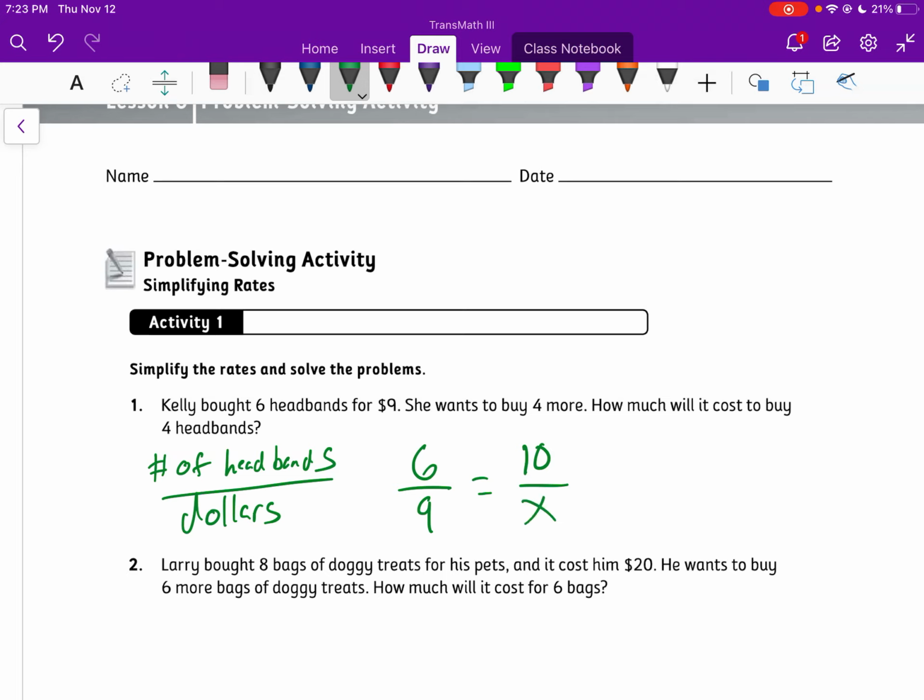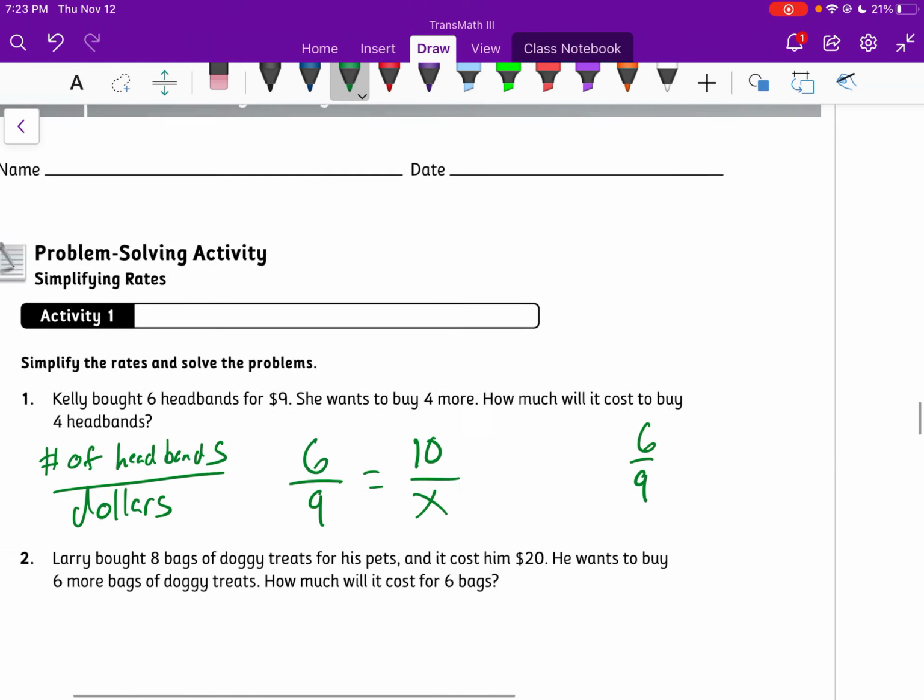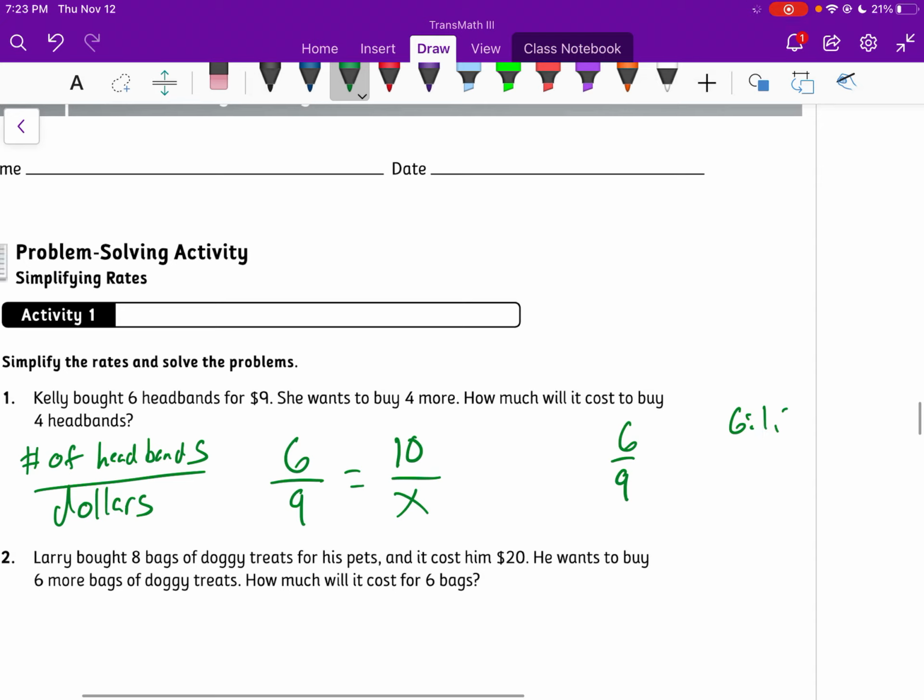So when I look at this, there's no easy way to get from 6 to 10, and there's no easy way to get from 6 to 9. So in these cases, this is where we have to use our simplifying method. I need to simplify 6/9. My factors of 6 are 1, 2, 3, and 6. 6 doesn't go into 9. 3 goes into 9, so I'm going to divide top and bottom by 3 here to get me 2/3. So instead of 6/9, I'm going to use 2/3.